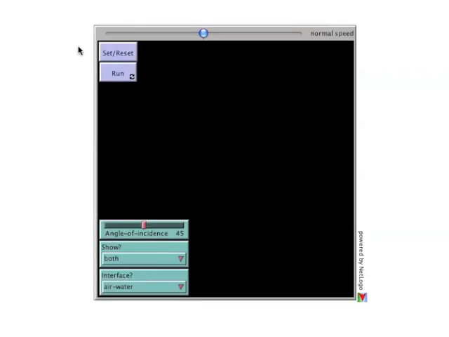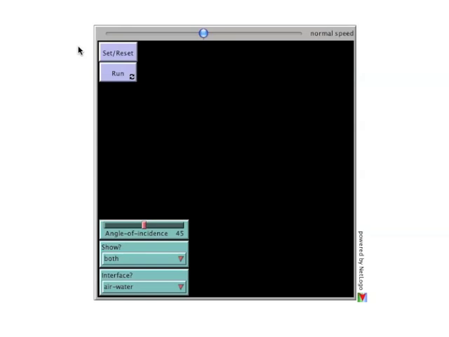Welcome to a demonstration of the reflection-refraction interactive illustration from the Science Primer blog. The illustration explores reflection and refraction patterns made by light rays that encounter air-water, water-air, and air-diamond interfaces.